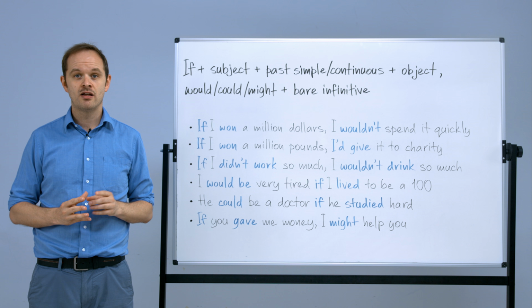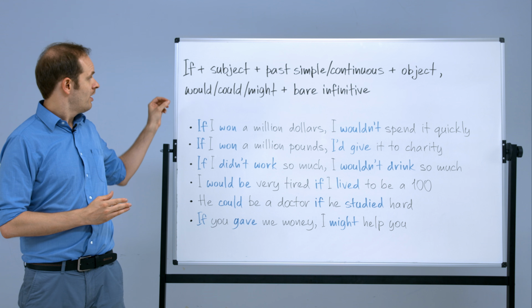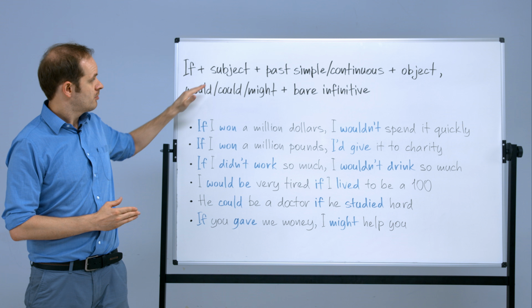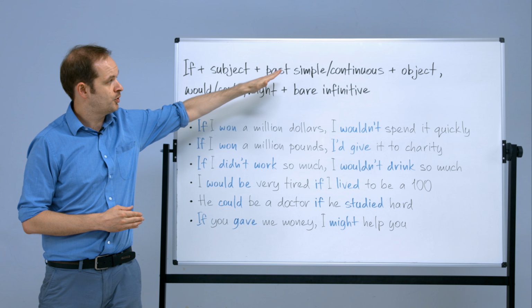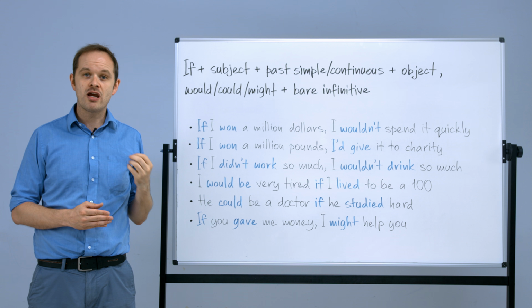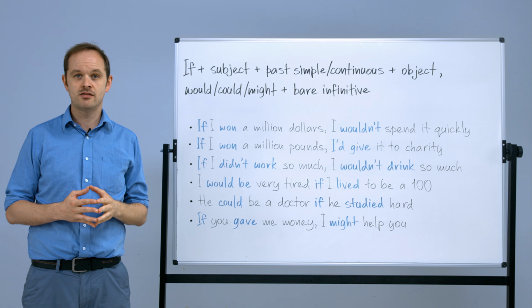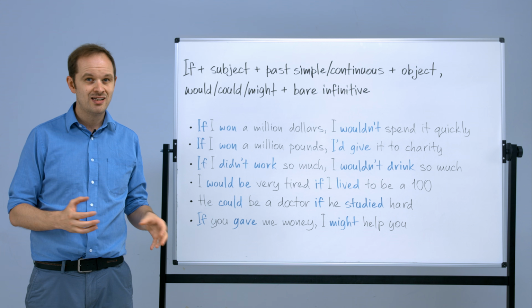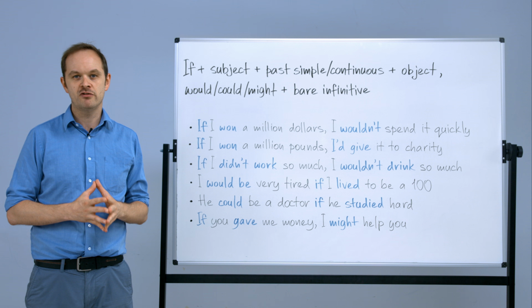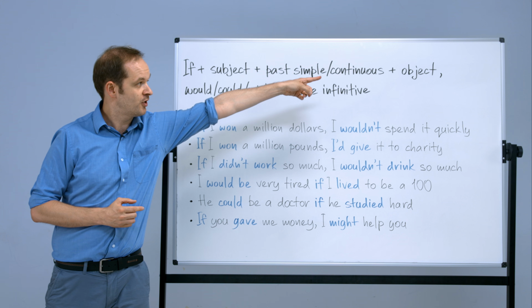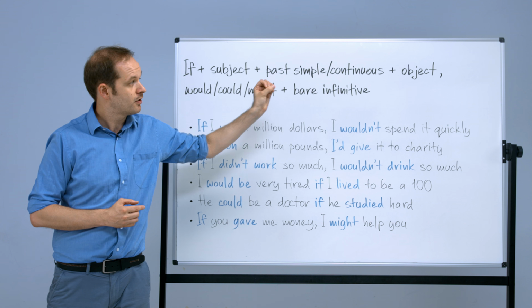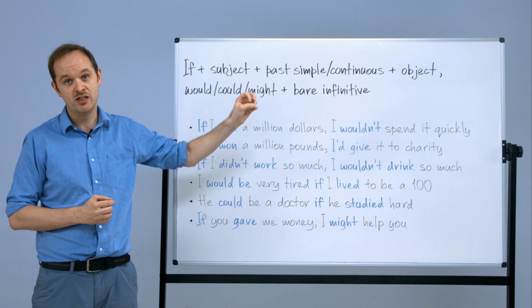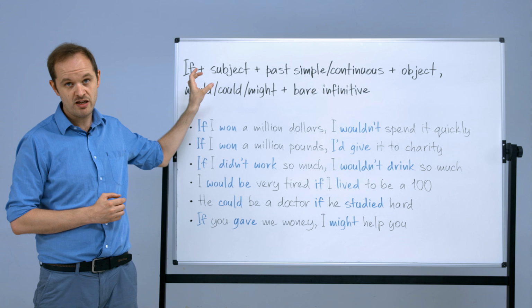And to start with, let's look at the form. So, as you can see, we've got if plus the subject with past simple or continuous. Now, the strange thing about second conditional sentences is we use the past to describe unreal situations in the present. This is generally true in English in general. Then we follow the past verb with the object of the sentence. The comma, it's important not to forget the comma when you start a conditional sentence with if.